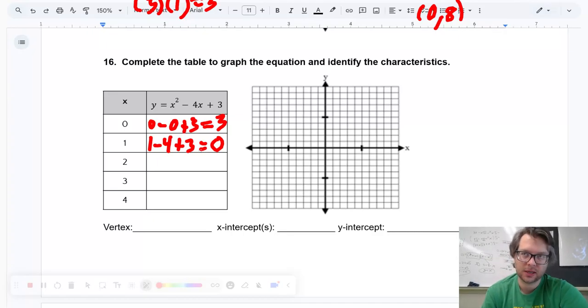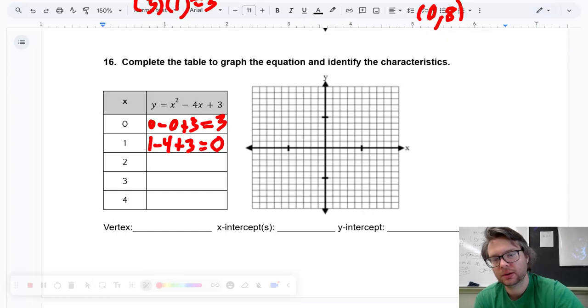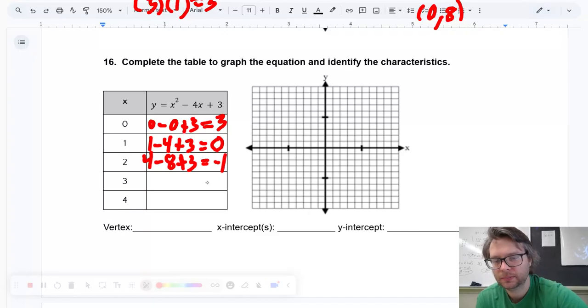Again, it's not like on a test you necessarily need to do this in your head, but it's actually really good practice, and it'll help you understand why the graphs look the way they do, if you at least try a couple of these calculations by hand. 2 squared is 4. 4 times 2 is 8. 4 minus 8 plus 3 is negative 1. 3 squared is 9. 4 times 3 is 12. 9 minus 12 plus 3 is 0.